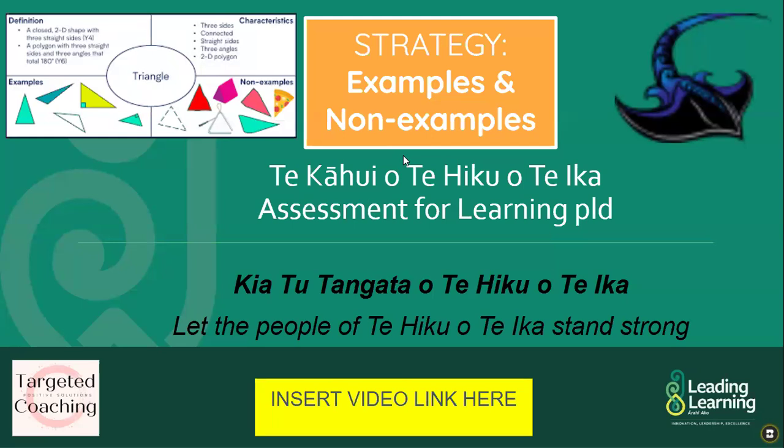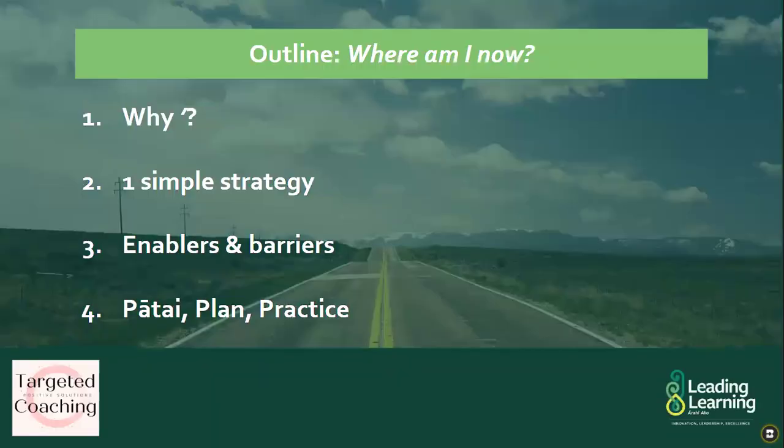Last session, we looked at how rubrics can support clarity by providing a clear picture for us as kaiako and for our ākonga as where we're headed in our learning. A rubric alone is far less powerful than when used with today's focus of examples and non-examples, which strengthen clarity further. This week, we're answering the pātai, where am I now?